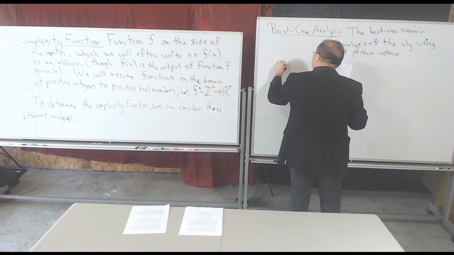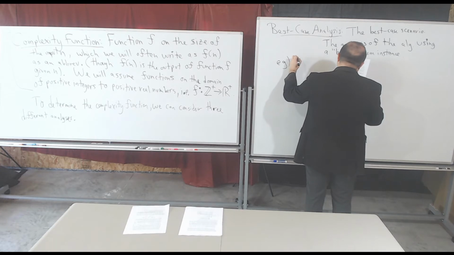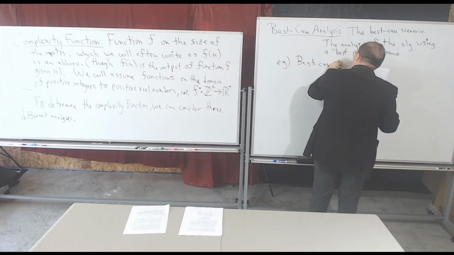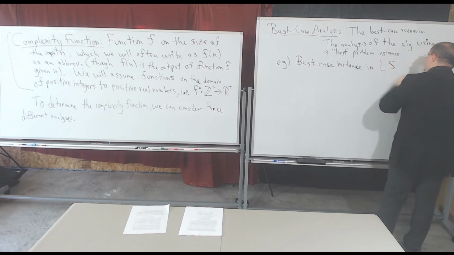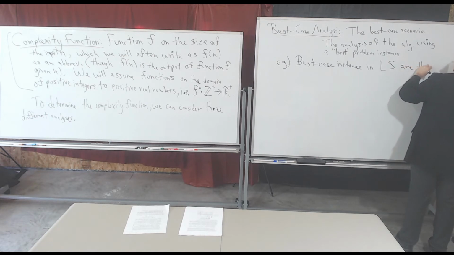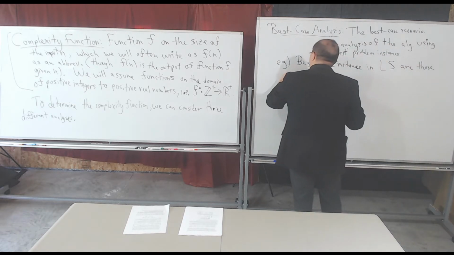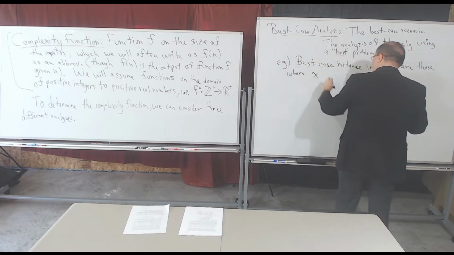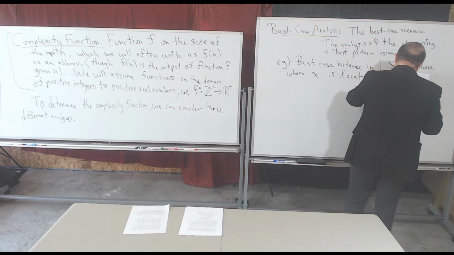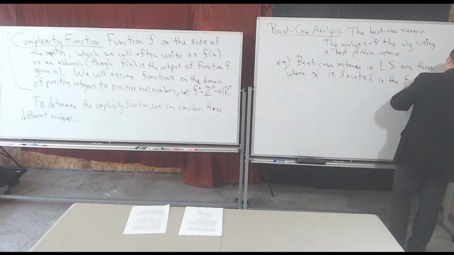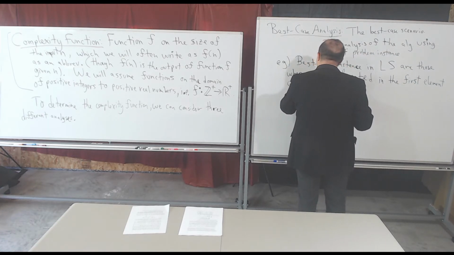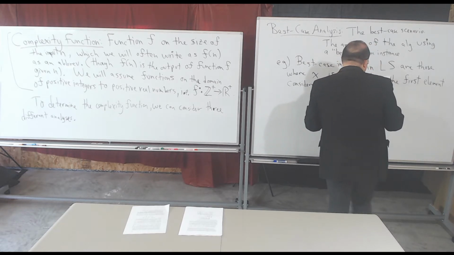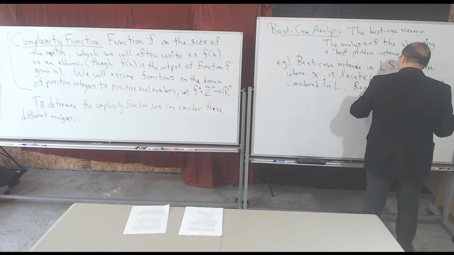Just as an example, I'm going to consider each one of these cases for linear search. So a best case instance in linear search, which I'll abbreviate as LS, is one where X, remember X is the key or value we're looking for, is located where? It's located in the first element considered in L. Now remember, L is just the input array here. How many comparisons does that require? It requires just one comparison.